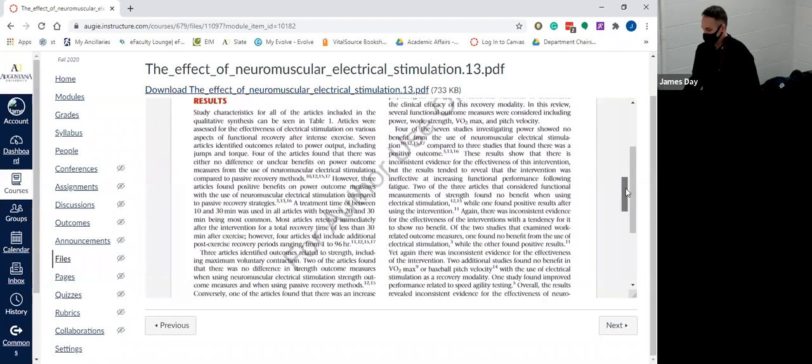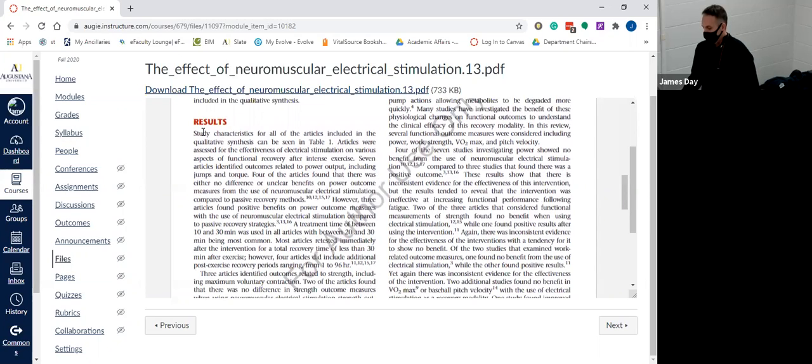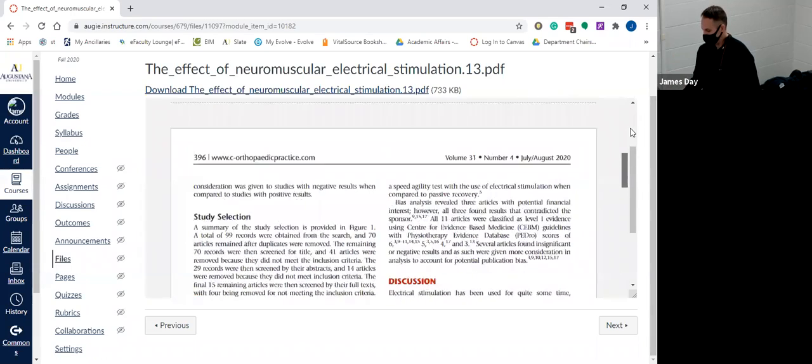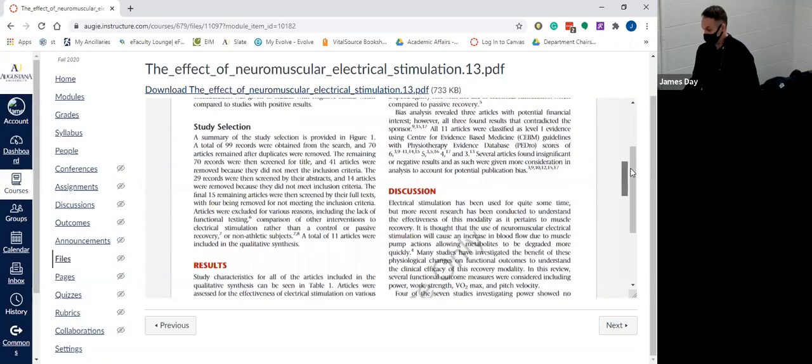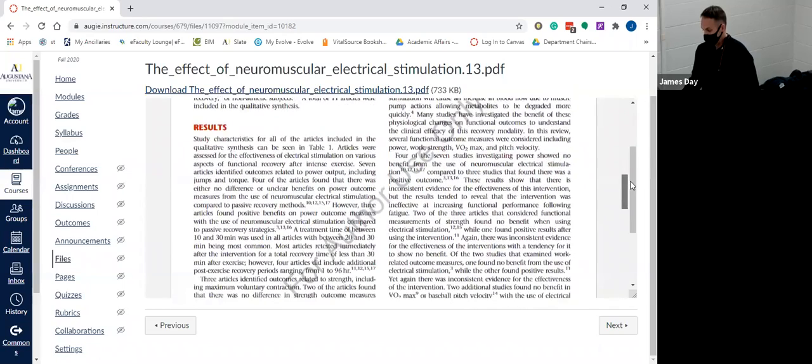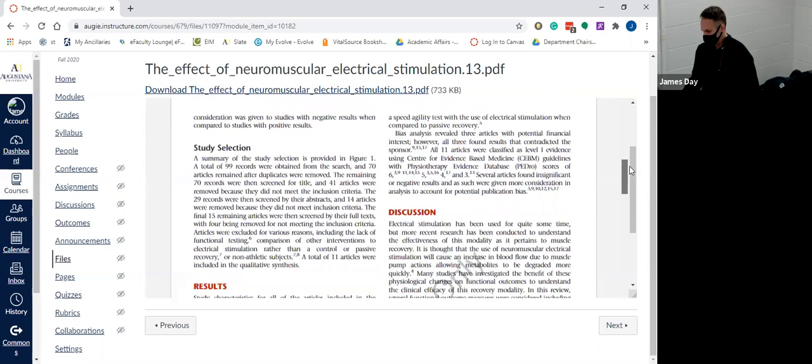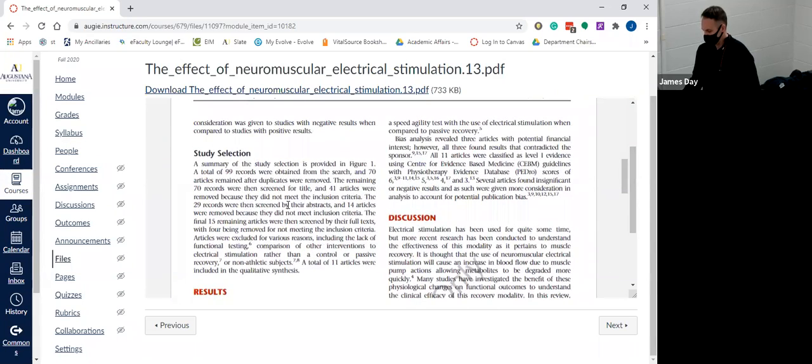So here's the writing for that. Study characteristics for all articles included in the qualitative synthesis can be seen in table 1, right? This should be figure 1, but I guess maybe they renamed it. It should have been figure 1. Oh, they made us move it to methods. I forgot about that. Never mind. The author's guide wanted it in the methods. It should be in the results. But okay, summary of study selections provided in figure 1.